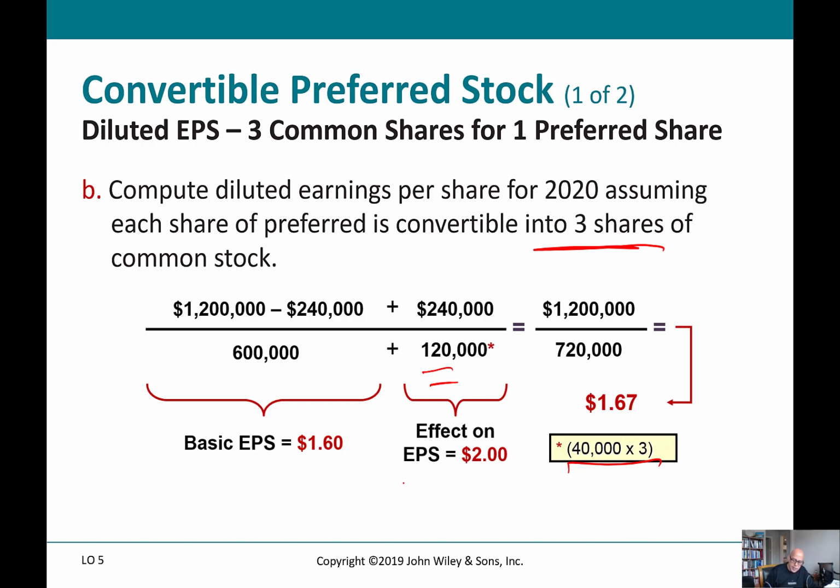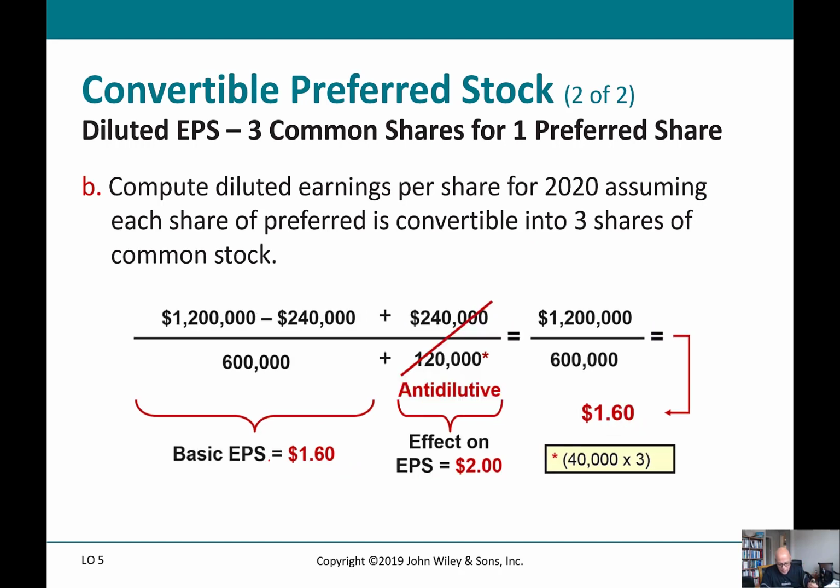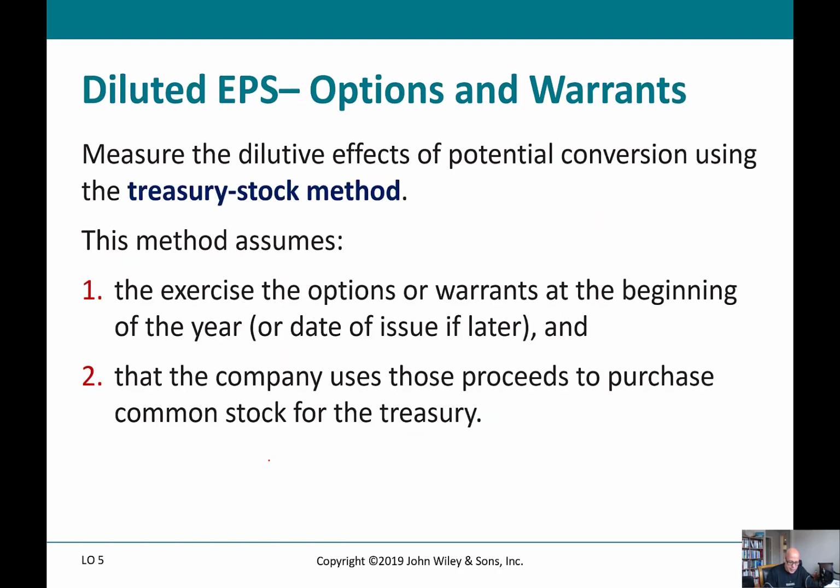If that's the case, then notice that the add back of the net income for the preferred dividends has an anti-dilutive effect. It actually increases my earnings per share above the primary. In that case, I would not report the anti-dilutive impact from the conversion of those preferred stock. Okay, good.